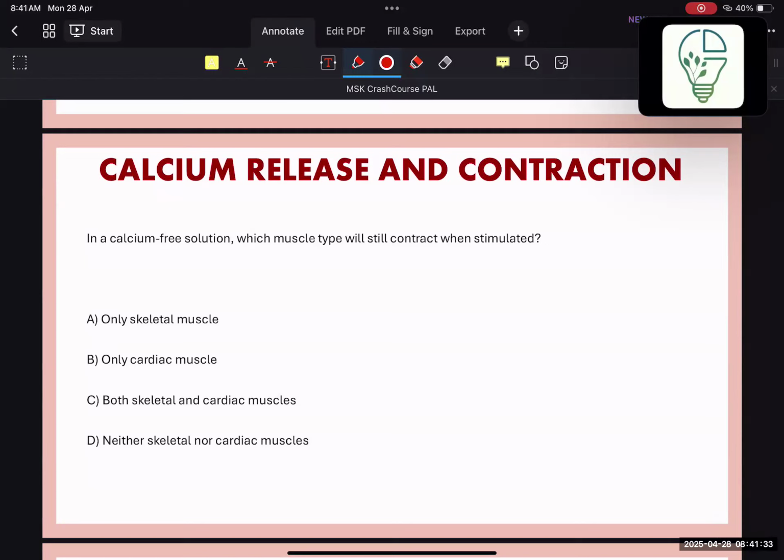Okay, so assuming you can pause the video, the answer in this case is actually A, because the question is saying in a calcium-free solution, which type of muscle will contract? Skeletal muscles do not need extracellular calcium to trigger a contraction. They get their entire calcium from their sarcoplasmic reticulum. Cardiac muscles, on the other hand, need to undergo calcium-induced calcium release. They need to have calcium in the extracellular fluid so that they can trigger their ryanodine receptors to open up and release even more calcium. That is the idea behind the question.